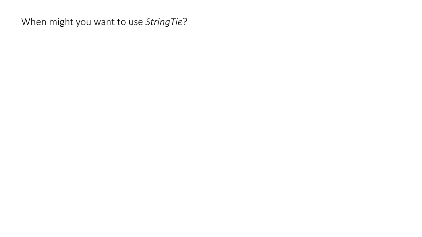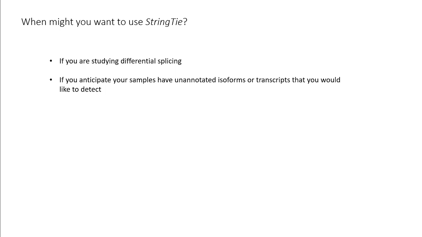So when is it appropriate to use Stringtie? Stringtie is an appropriate tool if you are studying differential splicing, or if you anticipate your samples have unannotated transcripts that you would like to detect. It is more useful when you have paired end data.